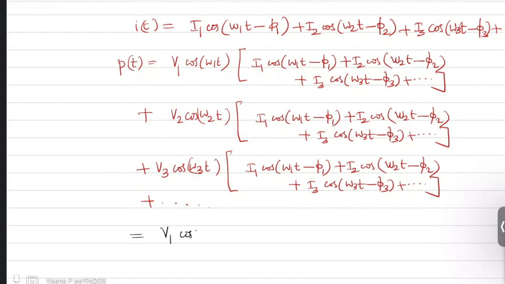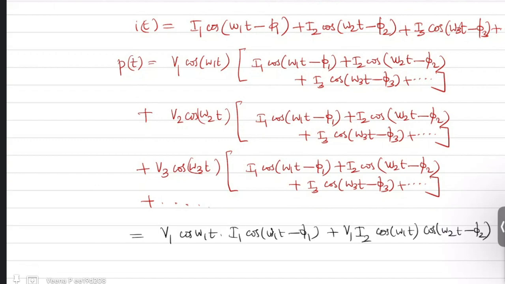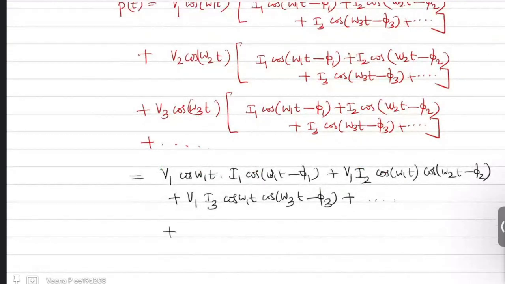Now I am taking it outside the bracket. So this will become V1 I1 cos omega 1t cos(omega 1t minus phi 1) plus V1 I2 cos omega 1t cos(omega 2t minus phi 2) plus V1 I3 cos omega 1t cos(omega 3t minus phi 3) plus so on, plus V2 I1 cos omega 2t cos(omega 1t minus phi 1) plus so on it will go.